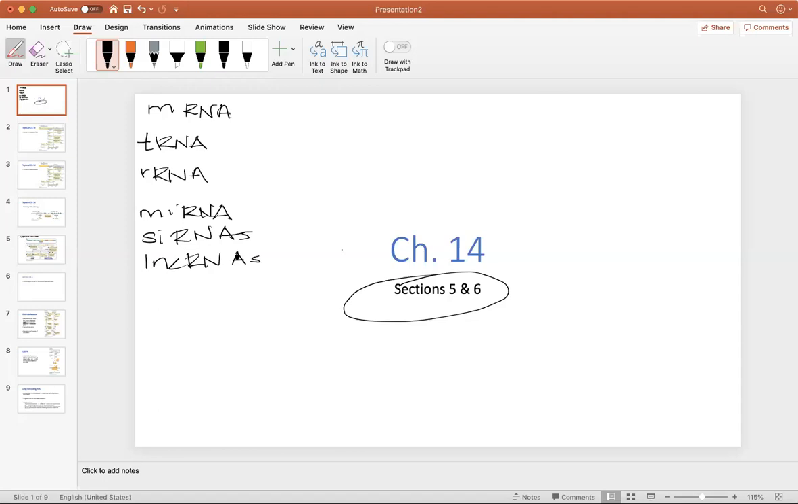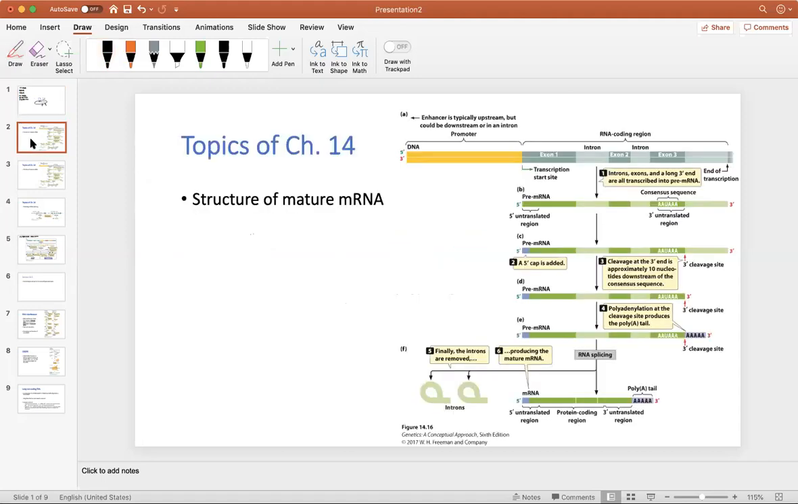Now, I'm going to spend a lot of my time focusing in on these sections here from the chapter, but there are a couple of things that I do want you to know from earlier parts of the chapter. So let's just jump right in.